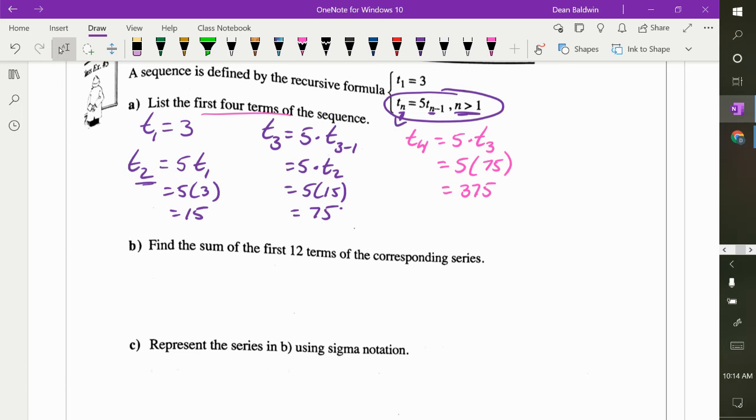But okay. Find the sum of the first 12 terms. Do I know the last term? No. But I know n, which is 12. Do I know a? 3. What's r? 5, right? Because you're going up by 5. I went from 3 to 15 to 75 to 375. So S is going to be A r to the n minus 1 over r minus 1.